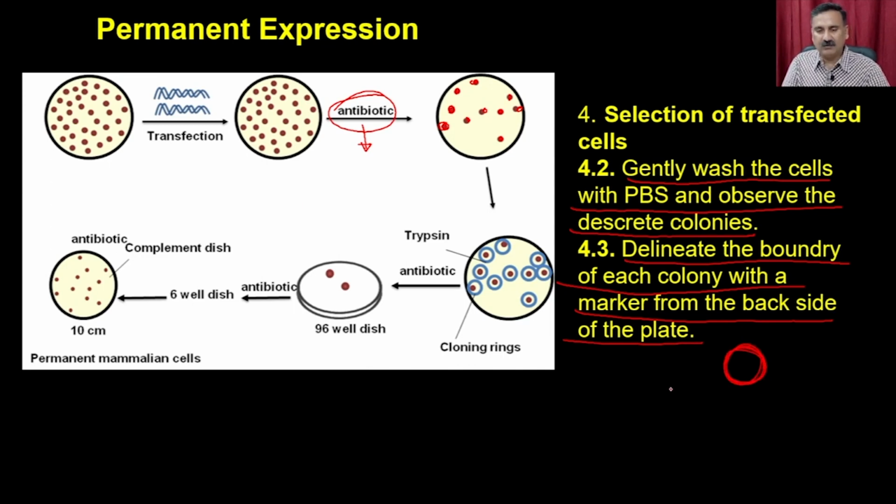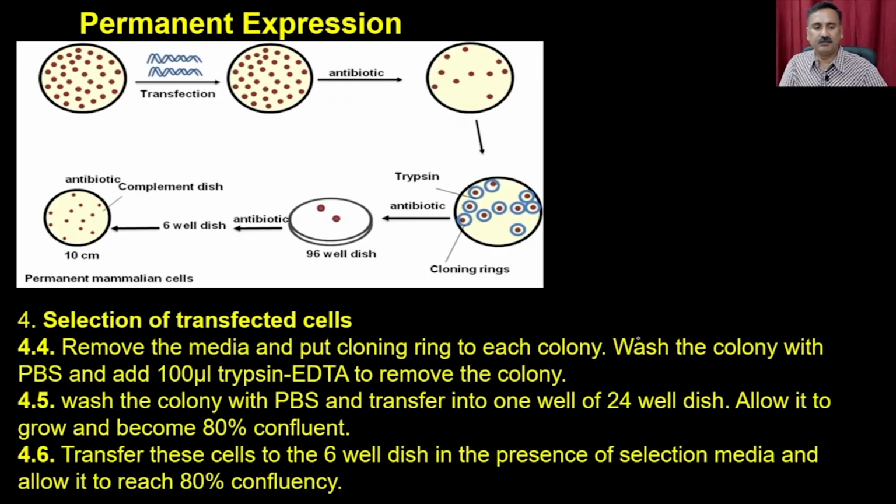So from the back side of the plate you can just put the marker. Then what you're going to do is remove the media and put the cloning rings into each colony. So for example, if you have this colony you have marked, you can just put a cloning ring on it.